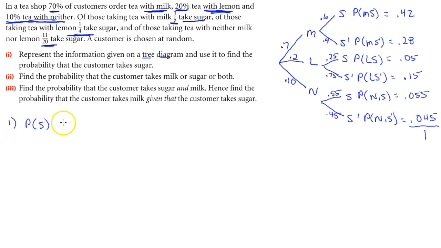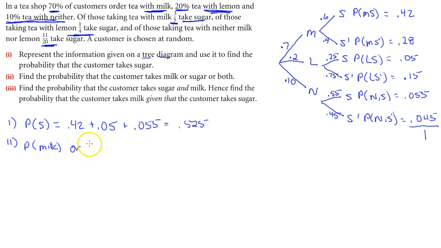It says find the probability that someone takes sugar. Well, that happens 3 different ways. And so I'm just going to add up those different ways. I'm happy with any of them. And then I'm going to get 0.525.